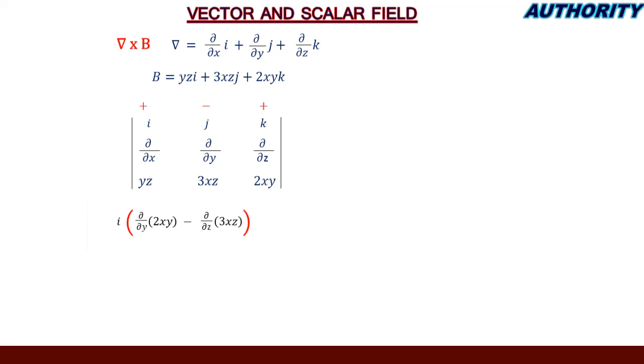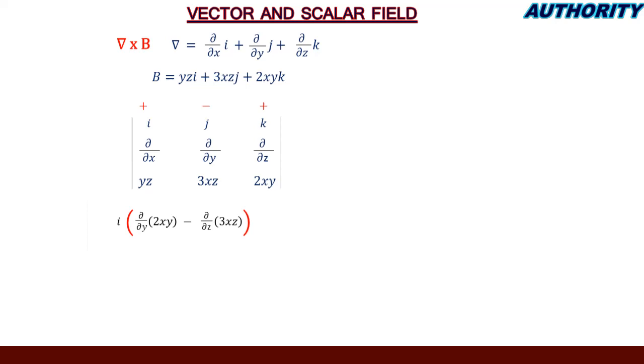Then minus the partial derivative with respect to z, multiplied by 3xz. Okay? Yes. When you cover the first row, first column, you have a 2 by 2 matrix. So you find the determinant of this 2 by 2 matrix. So this is what we just did. We have the partial derivative with respect to y multiplied by 2xy, and then the partial derivative with respect to z multiplied by 3xz. Okay? Yes. Now this is for the first one.